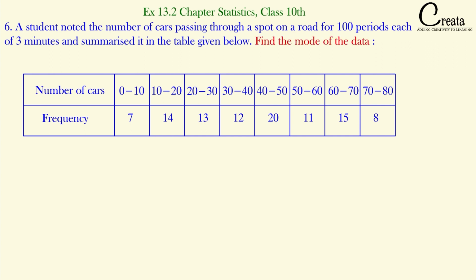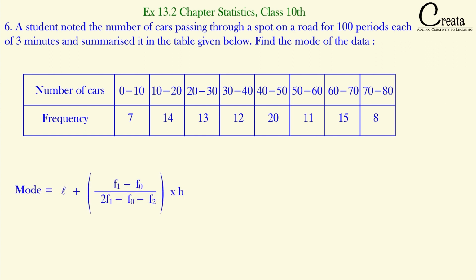Let's see, in this question we have to find the mode of the data. If you observe, in the first row we have the number of cars, in the second row we have the frequency. For example, in this column, in 7 periods, the range of cars that passed is between 0 to 10. In 14 periods, the range of cars that passed is 10 to 20. On the extreme right, in 8 periods, the number of cars that passed is 70 to 80. Got it? This is the observation table and we have to find the mode of the given data.